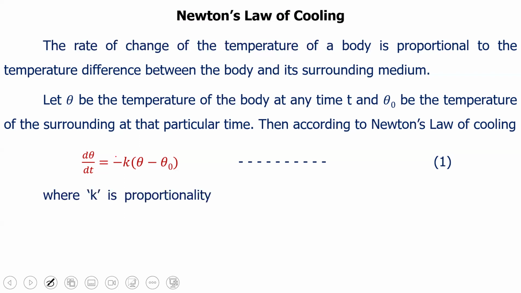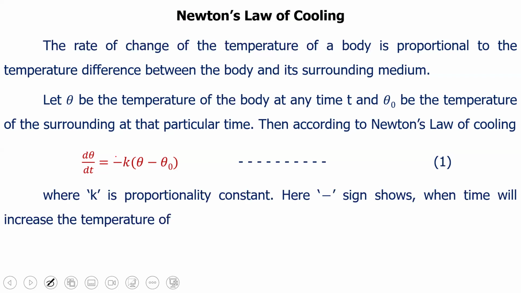Where k is a proportionality constant, here the minus sign shows that when time increases, the temperature of the body decreases. But if, when time increases, the temperature of the body also increases, then instead of the minus sign, we put the plus sign.